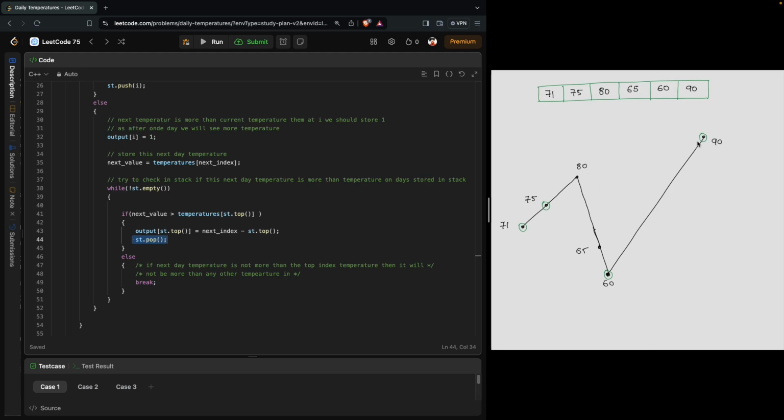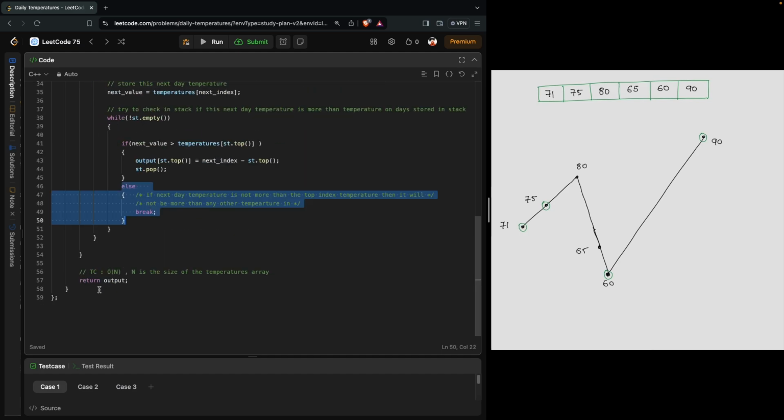And then again, we will compare and then we will store their days by subtracting the indexes of 80 and 90. Okay. And if this condition fails even once, we break. Why? Because if you notice in the stack, the first element which we store is 80, then we store 65, right? That means 65 will be at the top. And if this 90 was not greater than 65, then it will not be greater than 80 also, because elements are stored in sorted order in this stack, right? So that's why if this condition fails, we will simply break out of the loop. And after this looping, we will simply return the output.